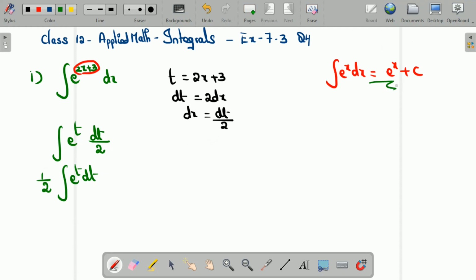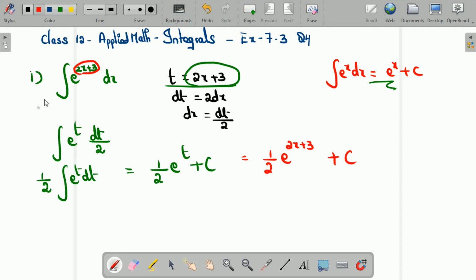Now that we know the formula, let's directly integrate and write this. So this is half into e power t plus c. t is a temporary variable, so we need to put the final answer in terms of x. So the final answer after integration is 1 by 2 e power 2x plus 3 plus c. Now let's take up the second subdivision in this question.